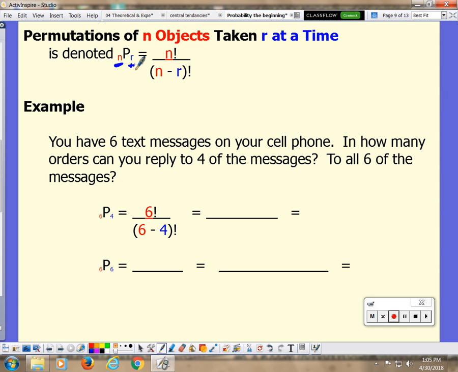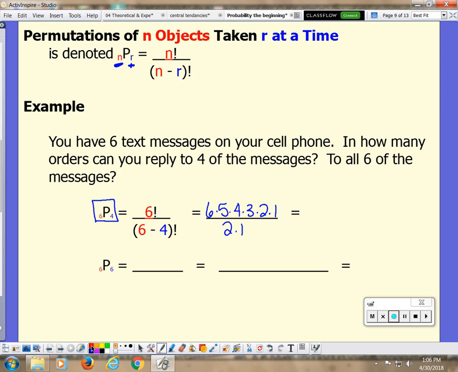So in other words, you have 6 text messages on your cell phone. In how many orders can you reply to 4 of the messages? And then the second part of the question is to 6 of them. So if I only have time to respond to 4 of those 6 messages, this is what it would look like. 6P4, which means I'm going to have 6 factorial over 6 minus 4 factorial, which means I have 6 times 5 times 4 times 3 times 2 times 1 over 2 times 1, because 6 minus 4 is 2. And so 2 factorial is 2 times 1.